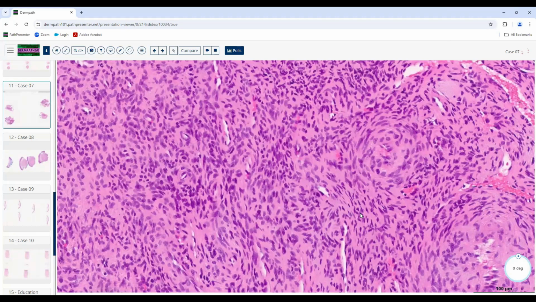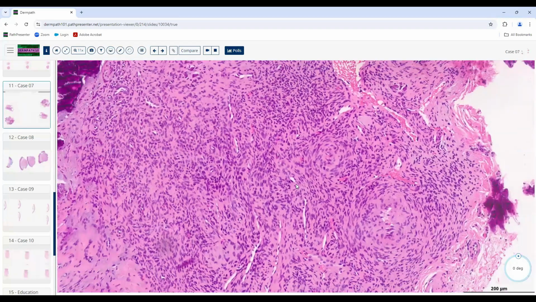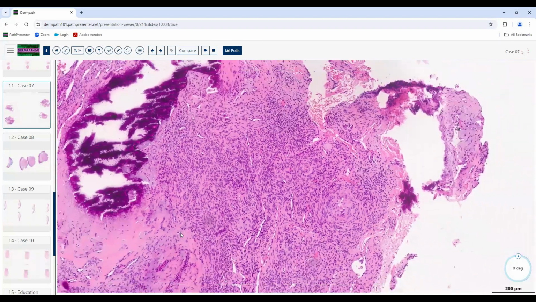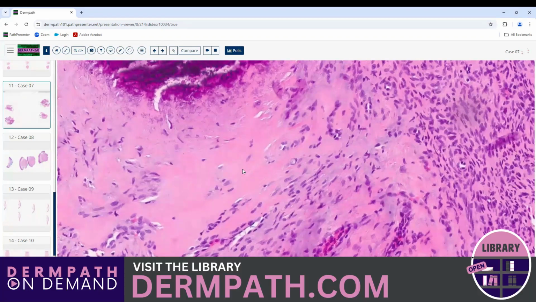So are you asking what it is? You're more than welcome to volunteer and answer. Yeah, so I think with the biphasic, like hypocellular and hypercellular areas, I think it's a myofibroma.